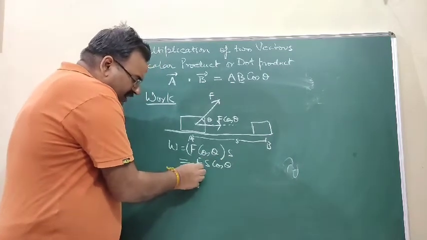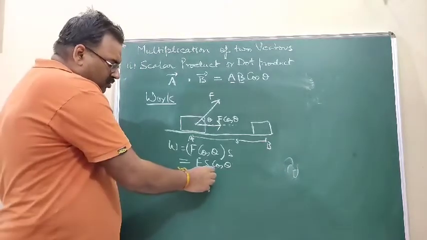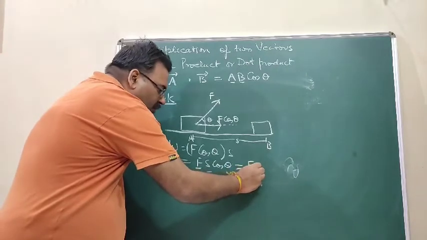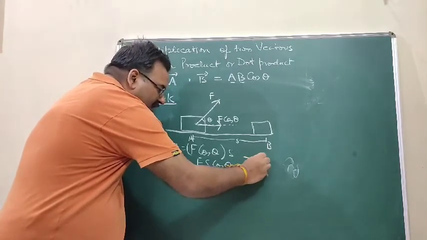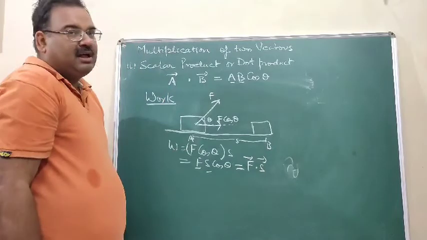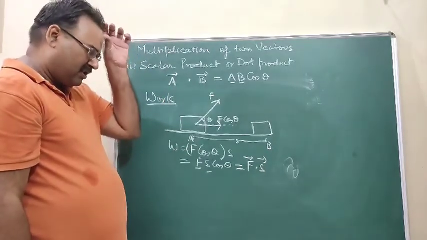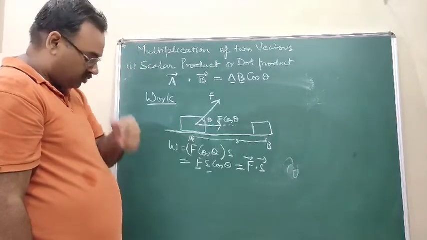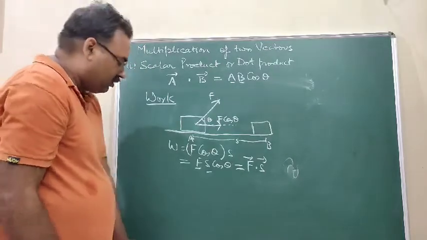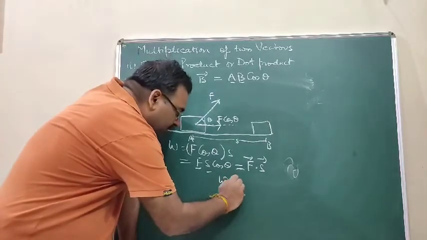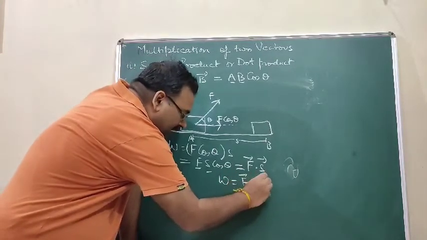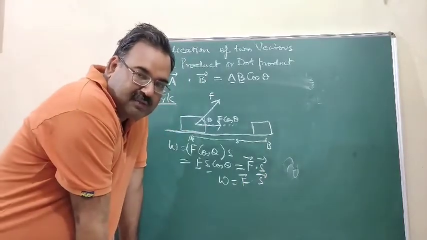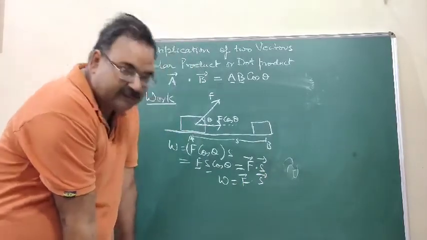Now F is a vector quantity. S is also a vector quantity. So we can write this as F dot S. So work is a scalar quantity and it is the scalar product of force and displacement. So F dot S is equal to Fs cos theta. Therefore W equal to F dot S. So this is an example of a scalar product.